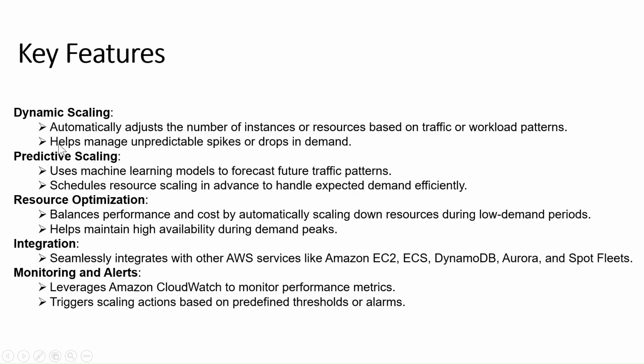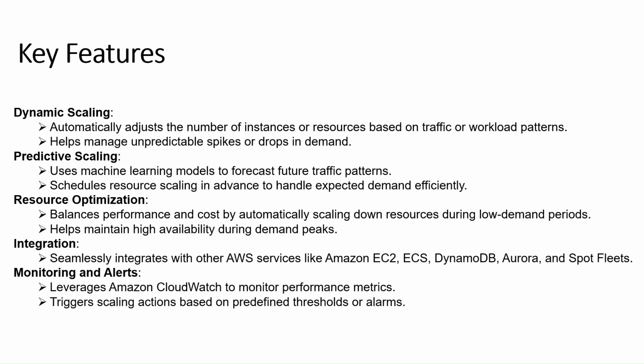Resource optimization balances performance and cost by automatically scaling down resources during low demand periods. It balances the performance and cost by scaling down resources during the periods of low demand while ensuring enough capacity during the peak times. So it saves money by not running unnecessary resources and keeps your application available and responsive during the busy time.